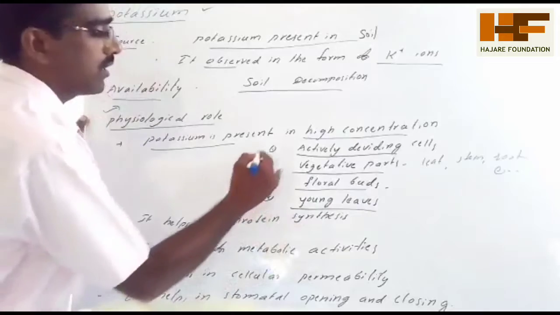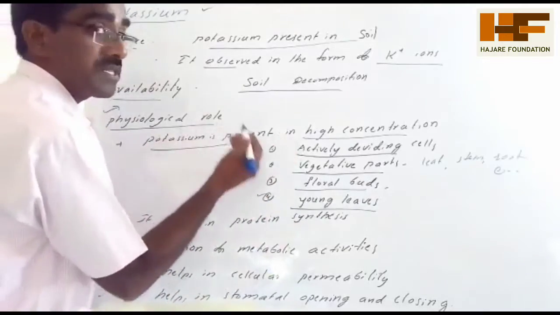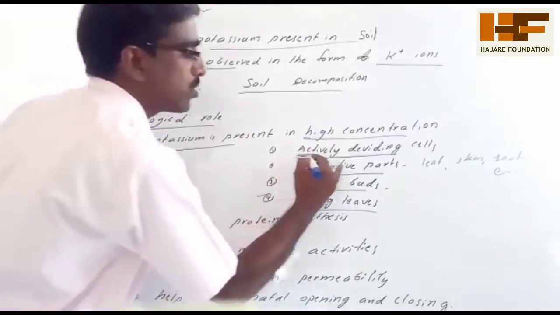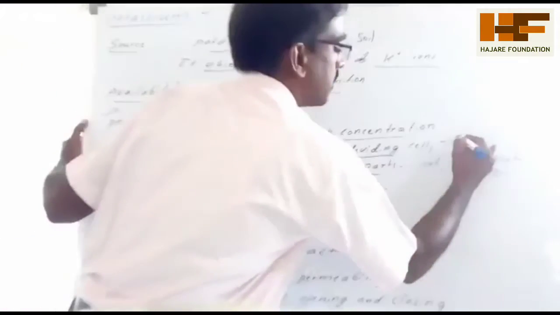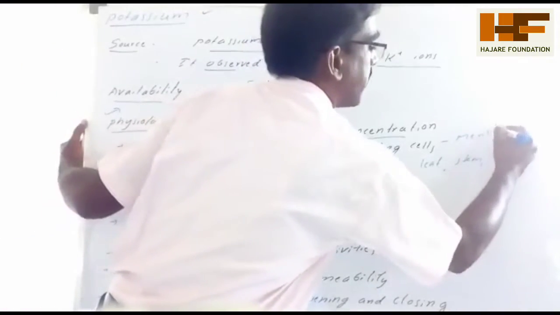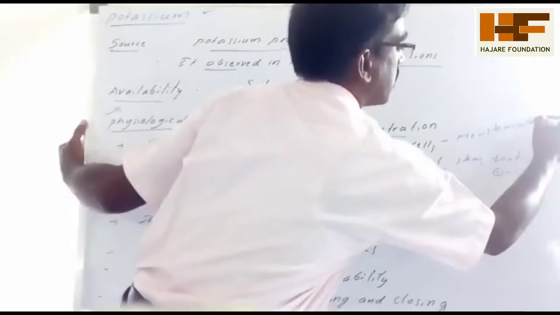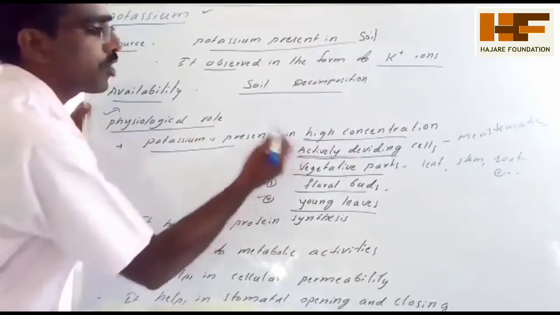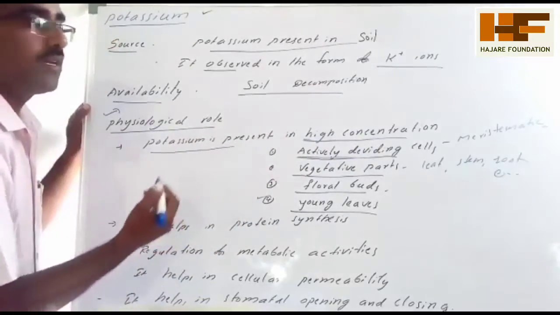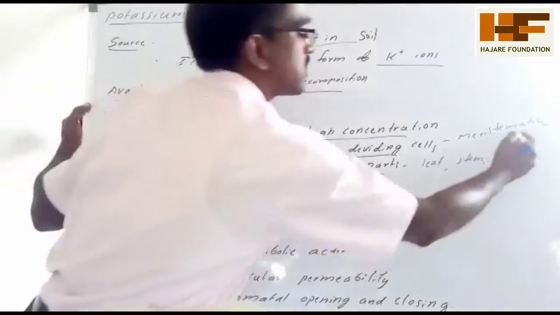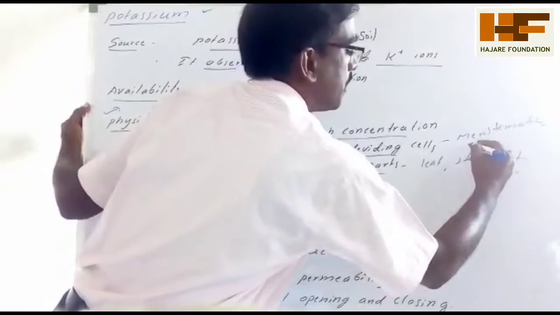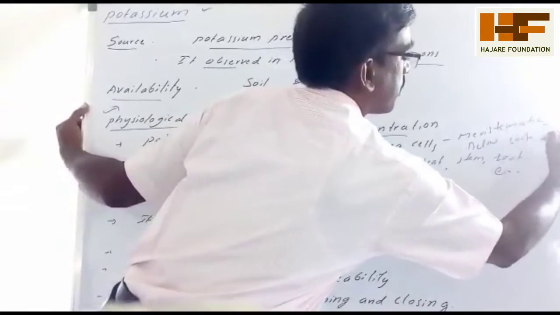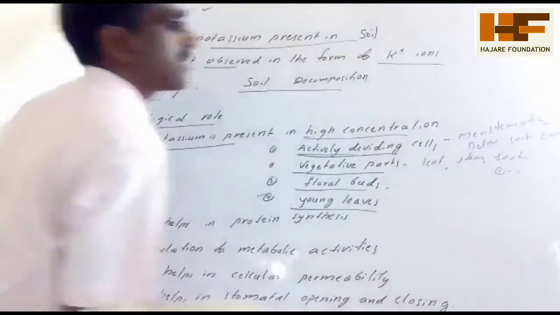Potassium is present at high concentration in actively dividing cells, that is, the meristematic zone. Those cells have dividing capacity. So potassium is concentrated in these highly dividing cells, the meristematic cells, as well as below the root cap. Below the root cap is the meristematic region.